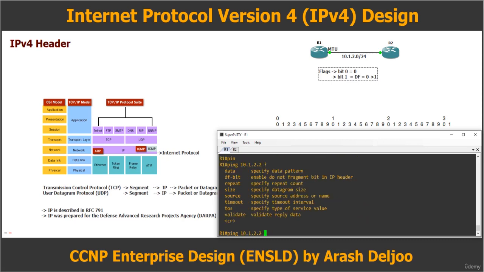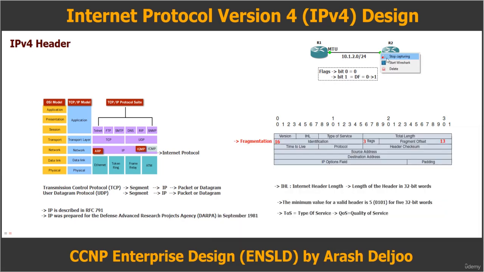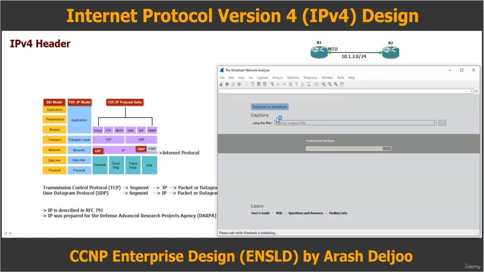Here we have some options. One of them is the DF bit: enable the Do Not Fragment bit in the IP header. I want to show you what is happening. Here I am going to enable the Wireshark capture again.